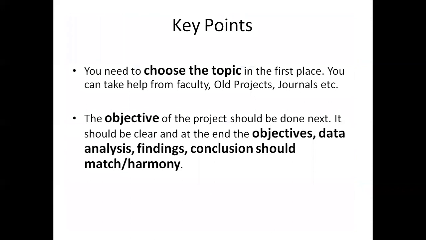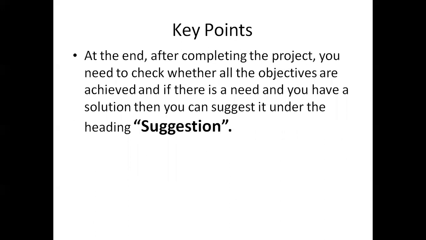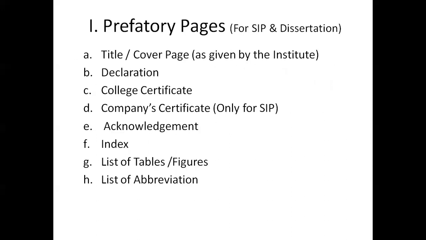Now, what are the key points? You need to choose the topic in the first place. You can take the help of your faculty member, the old projects, journals, refer them, and then choose a topic. The objective of the project should be done next. As soon as you choose a topic, you frame objectives. It should be clear, and at the end, the objectives, analysis, findings, conclusion should match and should be in harmony, as I told you. And at the end, after completing the project, you need to check whether all the objectives are achieved or not. And if there's a need, you have to have a solution that you can suggest under the heading suggestion. As I told you, there's a problem, a loophole, right?